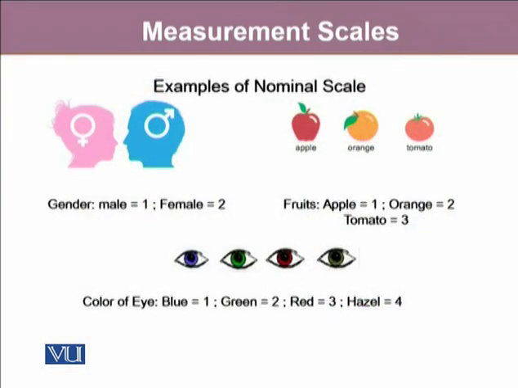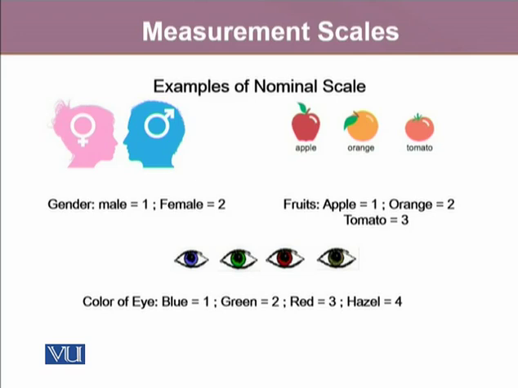Like gender. We classify gender as male and female. This is a nominal variable where we assign number 1 for a male and number 2 for a female. 1 does not mean that males are inferior to females, but 1 and 2 only represent the names, the categories.